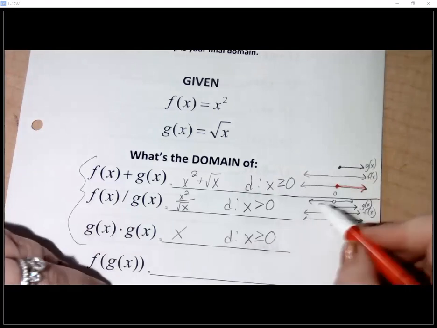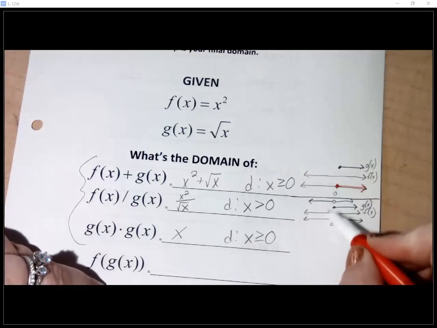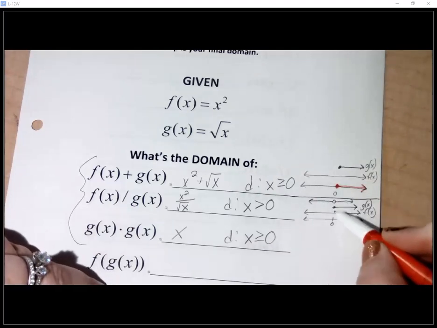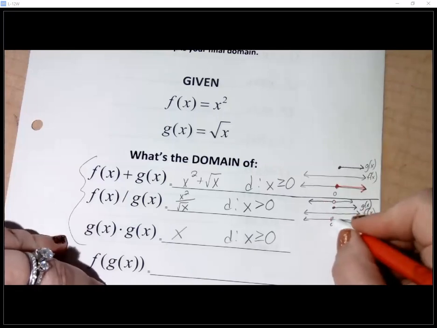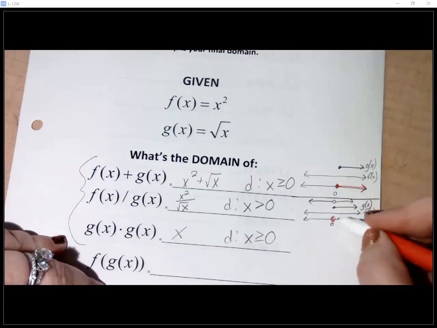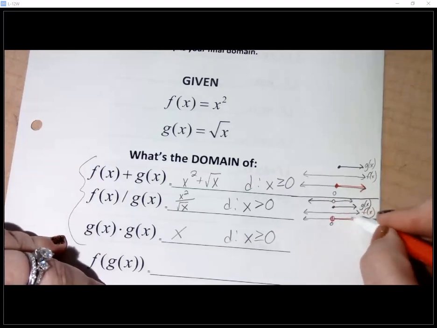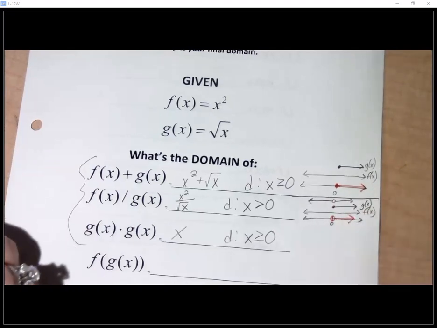Over here only works for 2. Here doesn't work for all three, so you can't include 0. So I'm going to have an open circle at 0, but it does work for all three past that. So please double check that you have x has to be greater than 0.